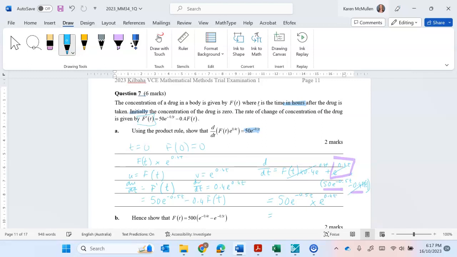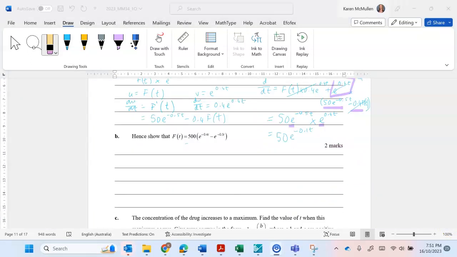And when you've got the same base, so our base is e, and we're multiplying, we add our powers. So we've got 50e, then negative 0.5 plus 0.4 is negative 0.1. Now, this business over here, we could have expanded it to see that it did cancel out, but I've just cancelled it out there as well. So you can see it is equal to 50e to the power of negative 0.1t.